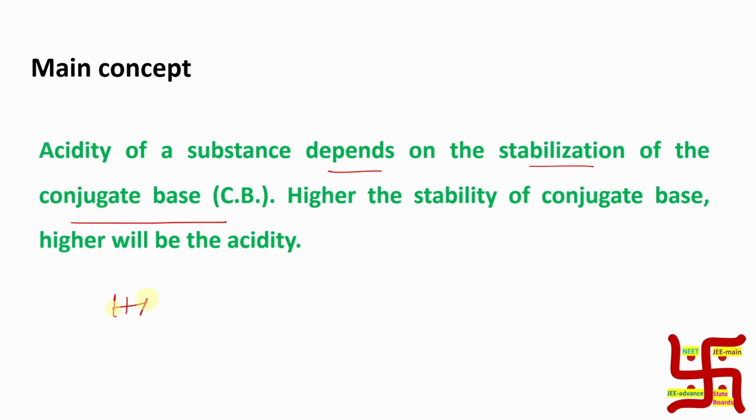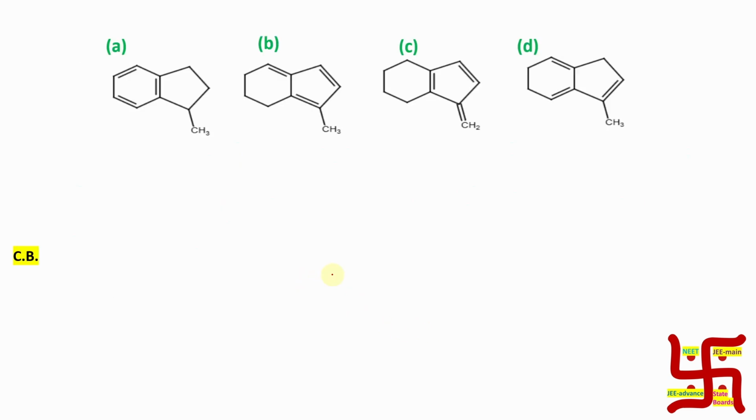For example, if you have a molecule HA, if you remove the H plus, whatever remaining, that is called the conjugate base. This is my conjugate base. Higher the stability of conjugate base, higher will be the acidity. Means if A minus is more stable, so this proton release will be more facile. Now let's go to the main problem.